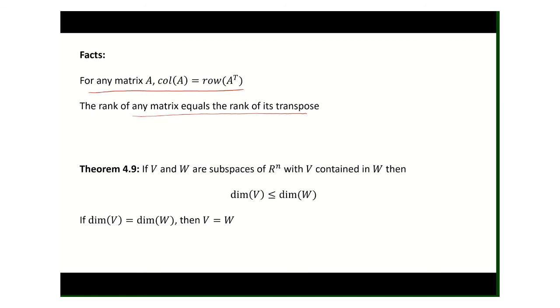Which leads us to theorem 4.9, where we talk about a subspace of a subspace, so kind of nested subspaces. If you have two subspaces with one inside the other, then the dimension of V is less than or equal to the dimension of W when V is contained in W. So that's probably not too surprising. If you have one thing inside another, the size of it is somewhat less.